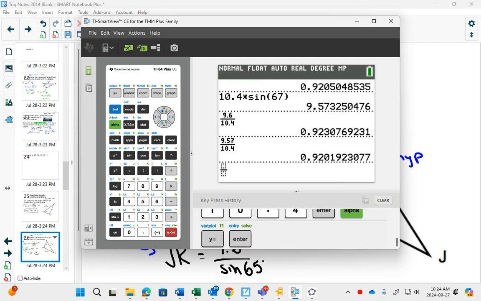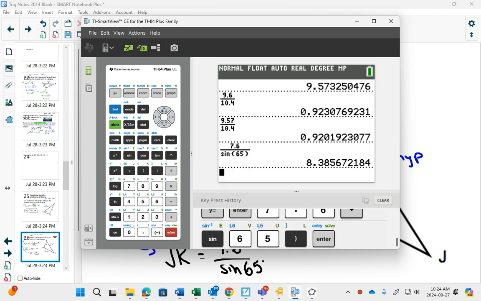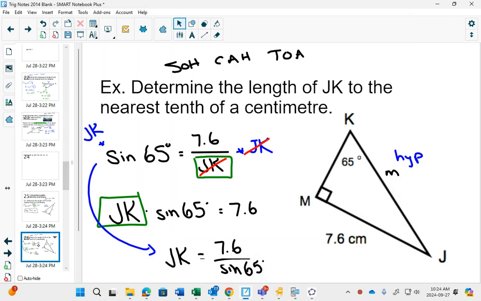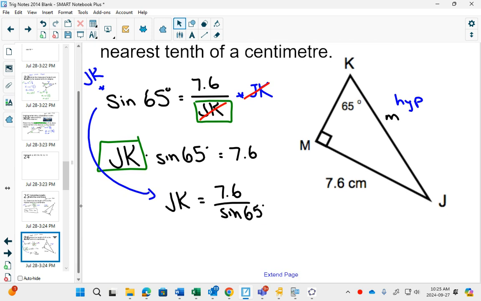I'm going to put that in there. I'm going to go 7.6 divided by sine of 65. Push enter, and apparently it's supposed to be 8.385. What do they want us to round to? Nearest tenth.